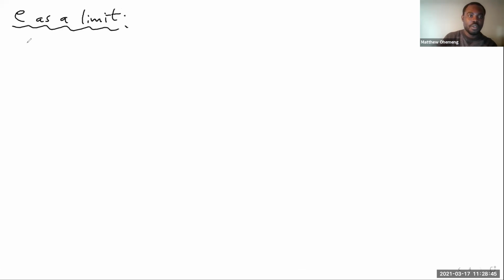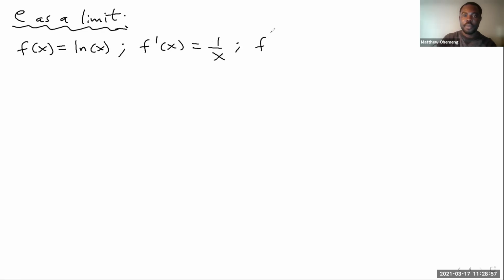Number e as a limit. So let's write e as a limit. Now, recall that if you have f of x equal to ln of x, then f prime of x is equal to 1 over x, and then f prime of 1 equals 1. We know this. This is based on the rules that we already know. That's how we're able to obtain this.